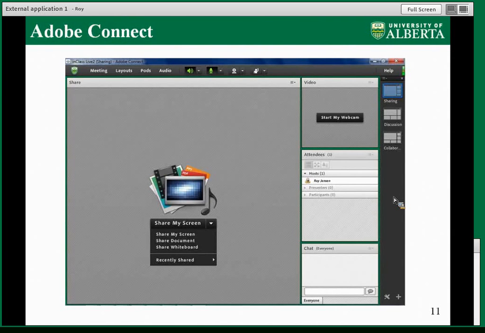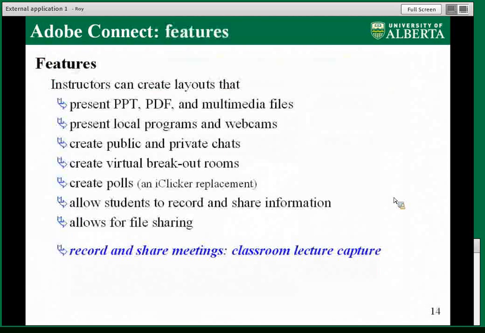What is presented here is the default sharing layout. So we have a main page where the instructor can share a document, a screen, or a whiteboard to show material. Up in the top right is a webcam. Below that, we have an attendees registrar, so people can see who's actually present in the course. And below that is a chat dialog box. Now, these layouts are easy to change and easy to create your own. What are some of the features of Adobe Connect?